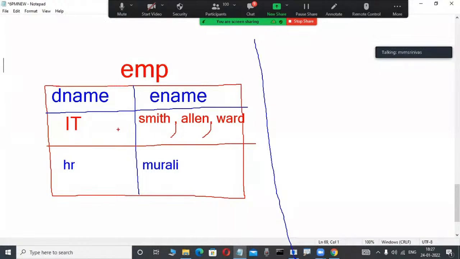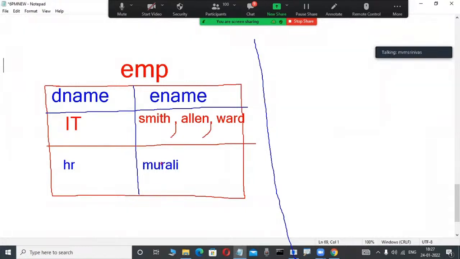Why? Because in any relational data model product, data is represented in the format of a table, and tables also have some rules they implement. What is that? In this table, this is a cell, this is another cell, this is another cell. But every cell has a single value. Suppose here this IT is a single value, there is no problem. Again, HR is a single value, there is no problem. Murali is a single value, there is no problem.